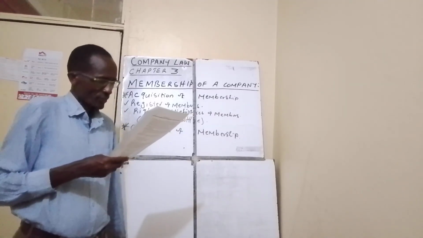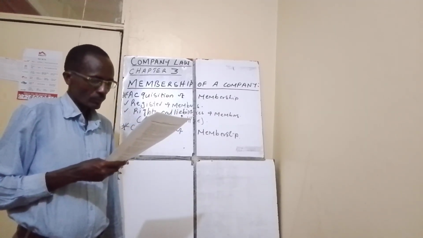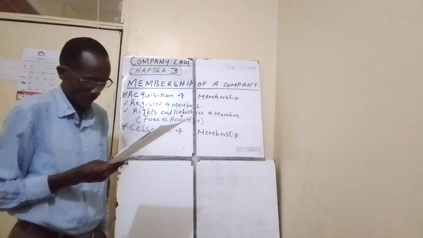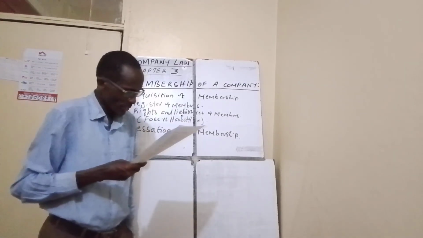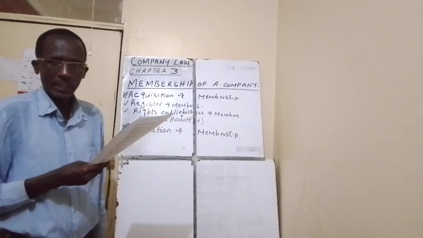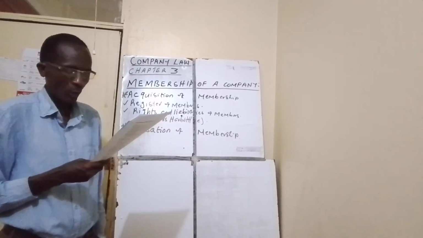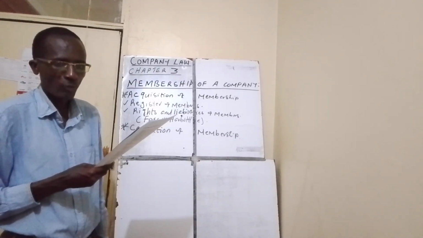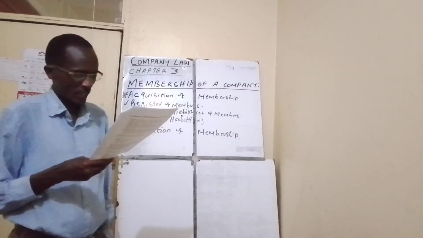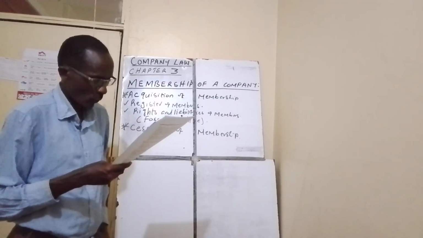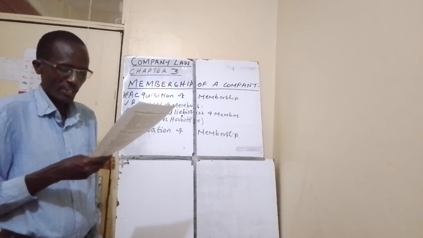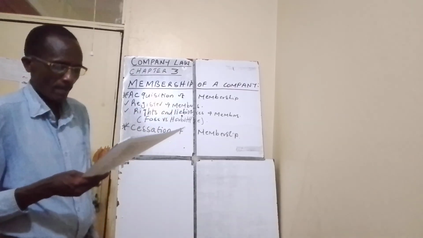When a person ceases to be a member, his name is removed from the register of members. A person ceases to be a member of a company in the following ways. One, transfer. This occurs when an existing member sells all the shares to a third party.